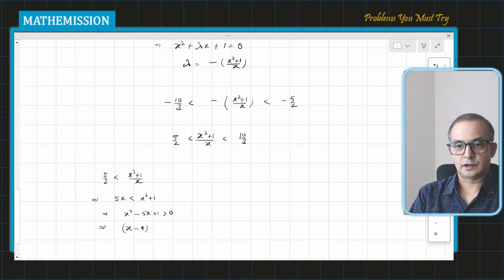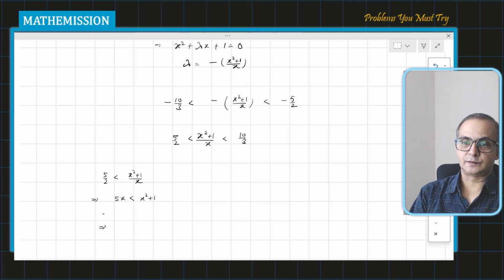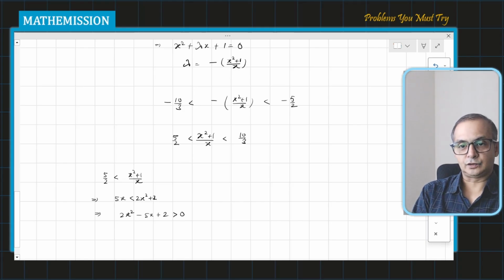No, there's one mistake I've made here. Let me calculate it. X minus 4 will not come. This is 2x squared plus 2, by the way. So again, rearrange it to 2x squared minus 5x plus 2 greater than 0. So it will give you 2x squared, minus 4x minus x plus 2 greater than 0.